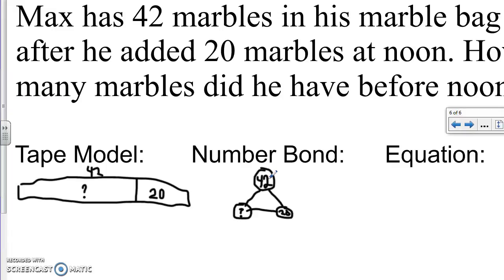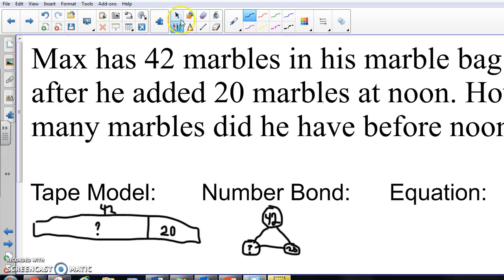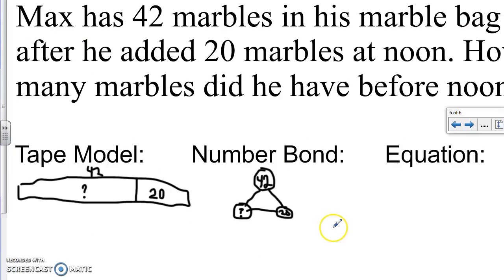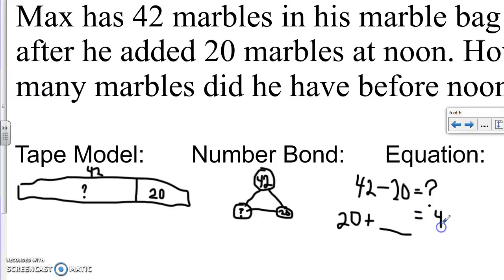Okay? So there's two equations that you can solve here. One being 42, which is the whole, minus the part that we know, which is 20. And that's going to give us the part we don't know. Or you can do 20 plus some equals 42, which is the whole.